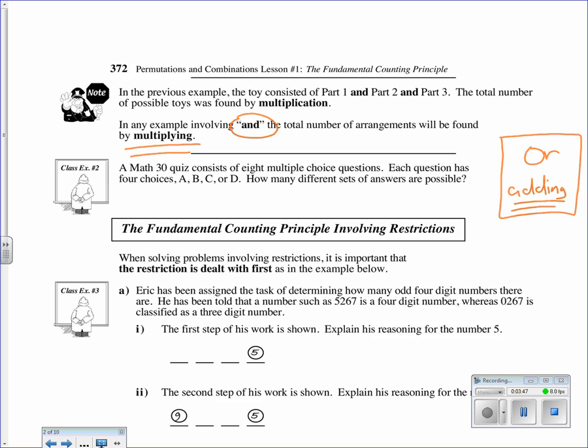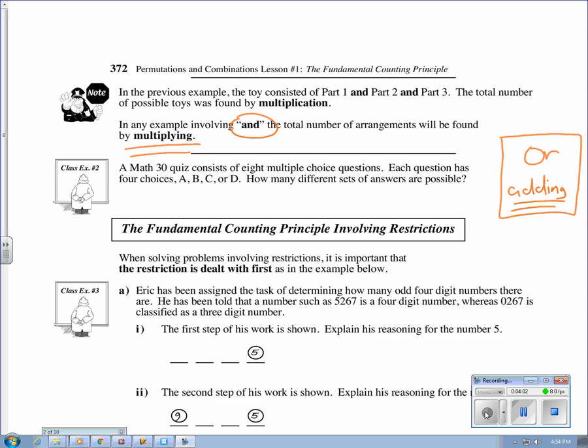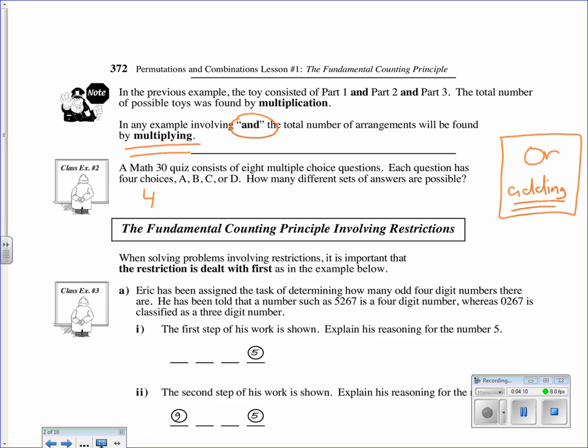Class example 2. A Math 30 quiz consists of 8 multiple choice questions. Each question has 4 choices of A, B, C, or D. How many different sets of answers are possible? Here it's maybe helpful to think of the tree diagram option. Question number 1 could have 4 different answers, and question number 2 could have 4 different answers, and question number 3 could have 4 different answers.